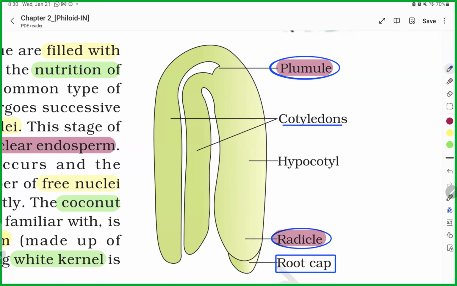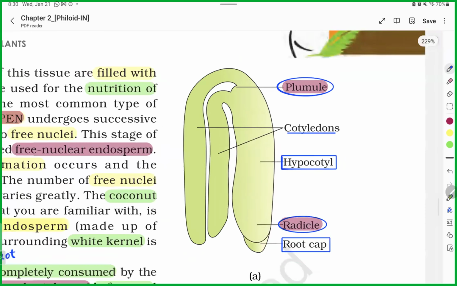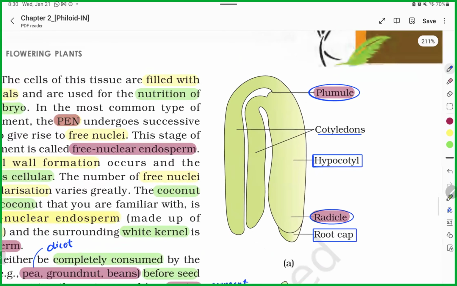And plumule is the tip and hypocotyl is the lower portion below the embryonal axis. Okay, the embryonal axis is the standard. The above part will be plumule and the lower part will be hypocotyl. And the upper part, sorry, not plumule, epicotyl.